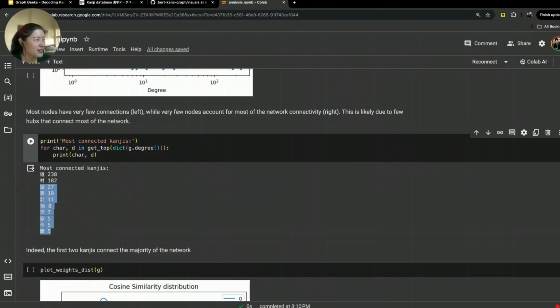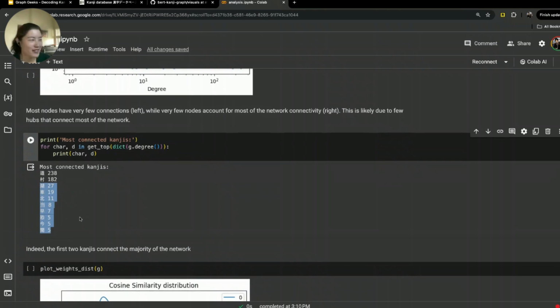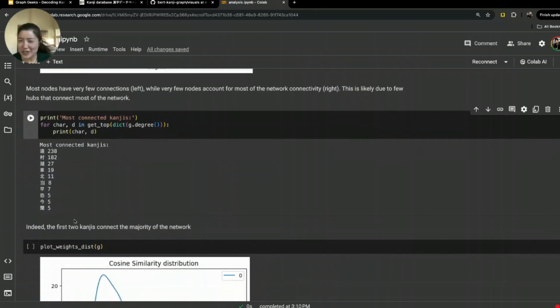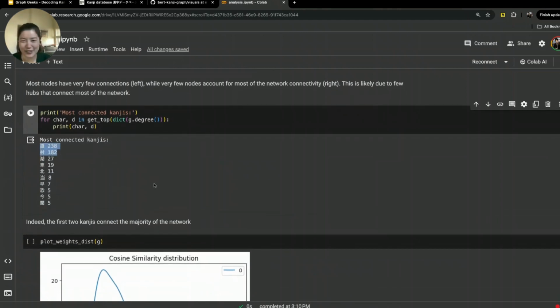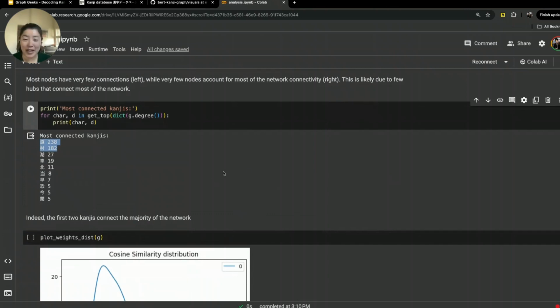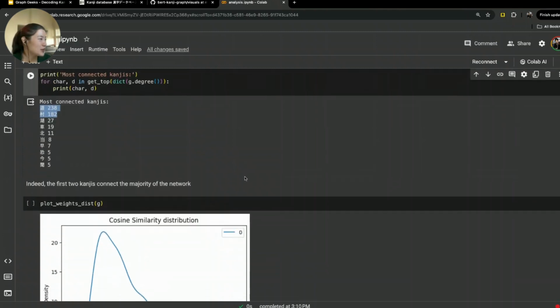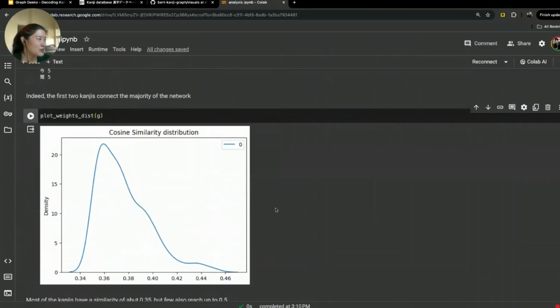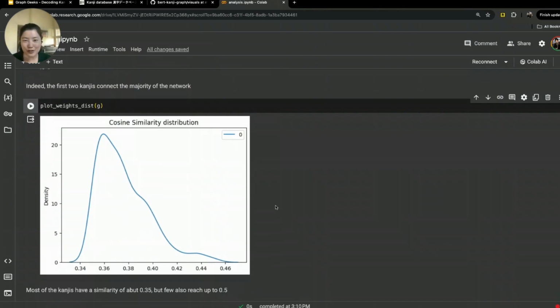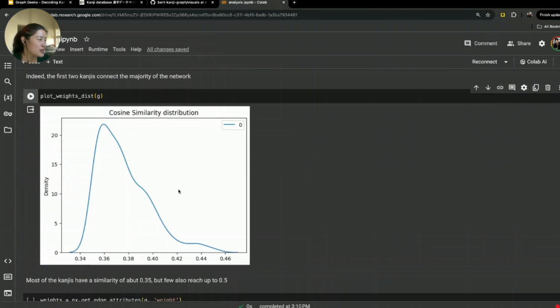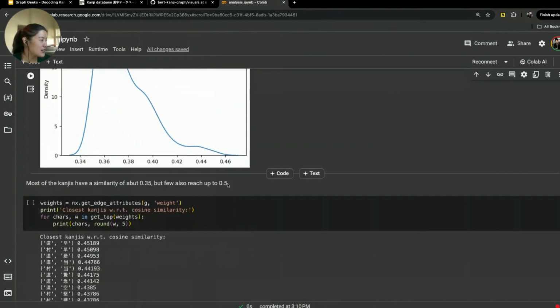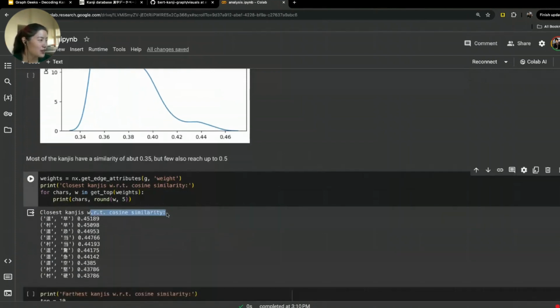Some of these are directions, that's east, this is north. Which is also kind of interesting, but you can see that by far these two, if you look at the meanings, are the most well-connected kanji. And I have a lot of different ways of slicing the analysis to try to poke holes at it. Here's the distribution of cosine similarities, and what are the closest kanji with regard to cosine similarities.